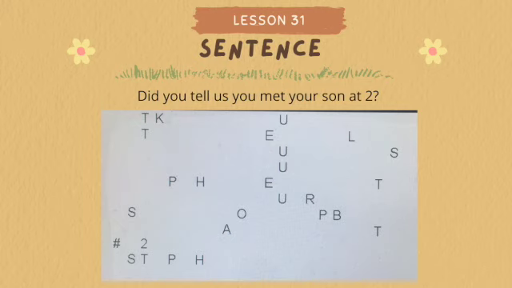So let's have an example sentence here. The sentence is, "Did you tell us you met your son at 2?" That is how this sentence is to be written using the machine. These are the stenographic notes below the sentence. Did you tell us you met your son at 2, question mark. If you'd like to take a better look and study how this sentence is written, you may click the pause button.